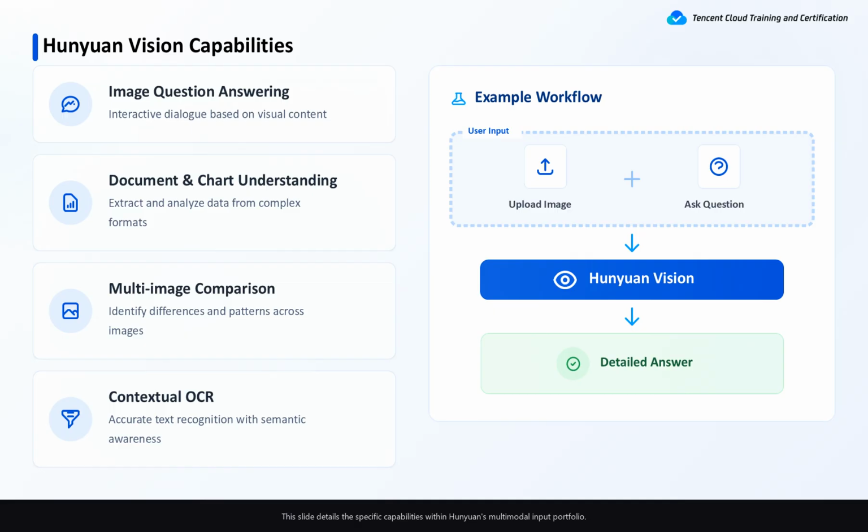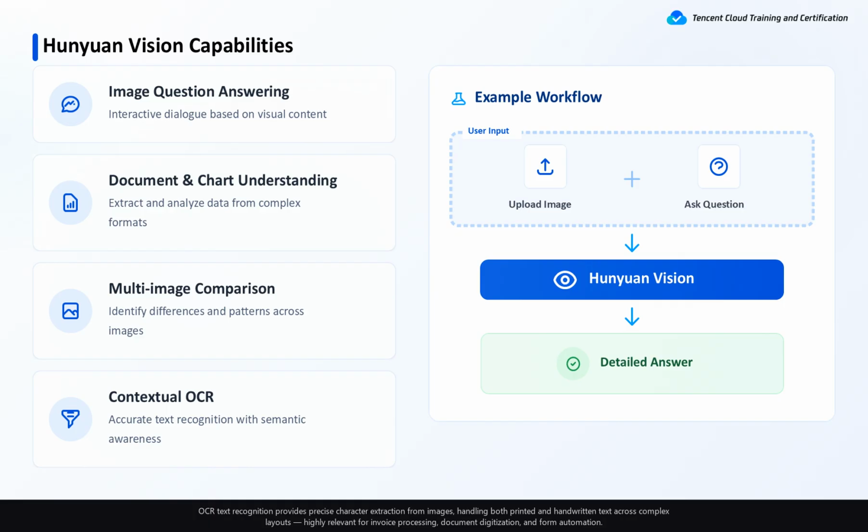This slide details the specific capabilities within Hunyuan's multimodal input portfolio. Text capabilities form the foundation: natural language dialogue, content generation, code understanding, and reasoning. Image capabilities cover scene recognition, object detection, chart comprehension, and visual question answering, enabling applications to genuinely understand visual content.